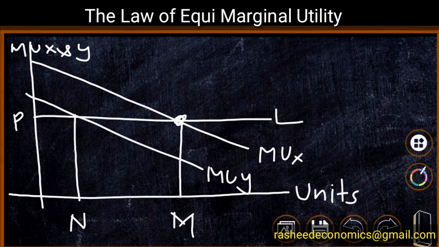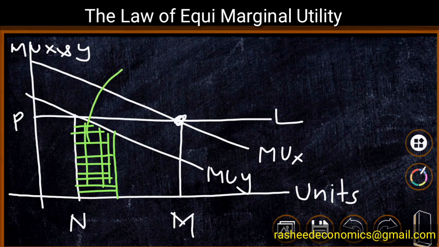Now we are going to consider other possibilities. That is, we are going to increase the consumption of Y by 1 unit. That is, consumption will be increased from ON to this much amount, and by increasing the consumption of Y by this unit, the consumer is getting an additional utility of the shaded area, and this is the additional gain in utility to the consumer. When the consumer is increasing one more unit of Y, he is going to have this much amount of additional utility.